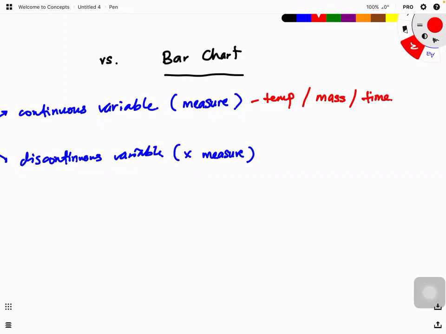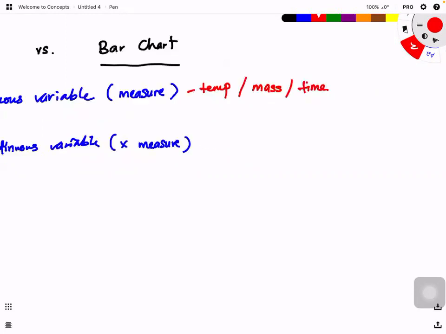What are discontinuous variables? Discontinuous is something that we can't measure. For example, sample 1, sample 2, sample 3, sample 4. Group 1, group 2, group 3, group 4. Gender, male versus female. Species of animal: cat, dog, humans, plant species. Or different parts of an organism, for example, leaf versus the root versus the stem. So those are discontinuous variables.